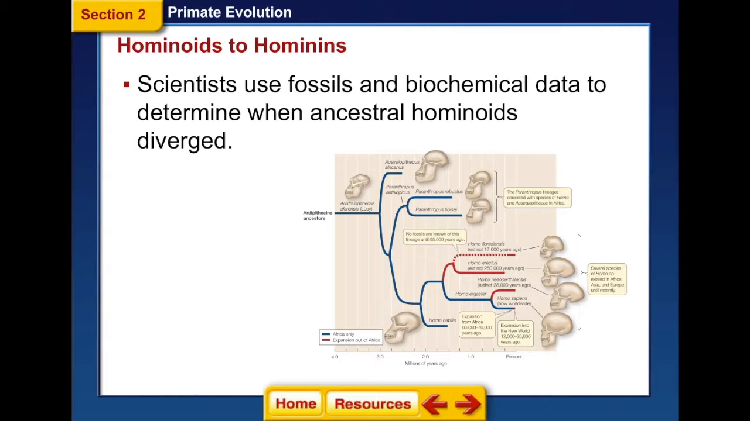Now, scientists use fossils and biochemical data to determine when ancestral hominoids diverged. Again, they use fossils like the ones we see in this illustration, and biochemical data like we saw before when we were talking about molecular clocks. They are comparing either sequences of DNA or nucleotides, or sequences of amino acids between species to determine how closely related or how far away they are from each other genetically. But the main piece of evidence that we have here are the fossils. So again, determine the ancestry of our ancient closest ancestors.